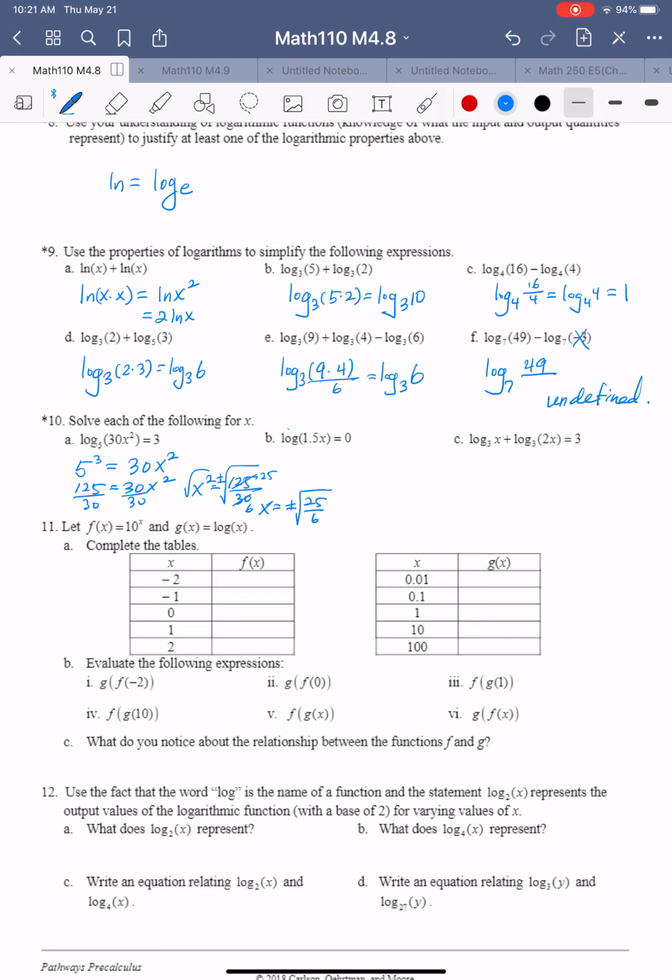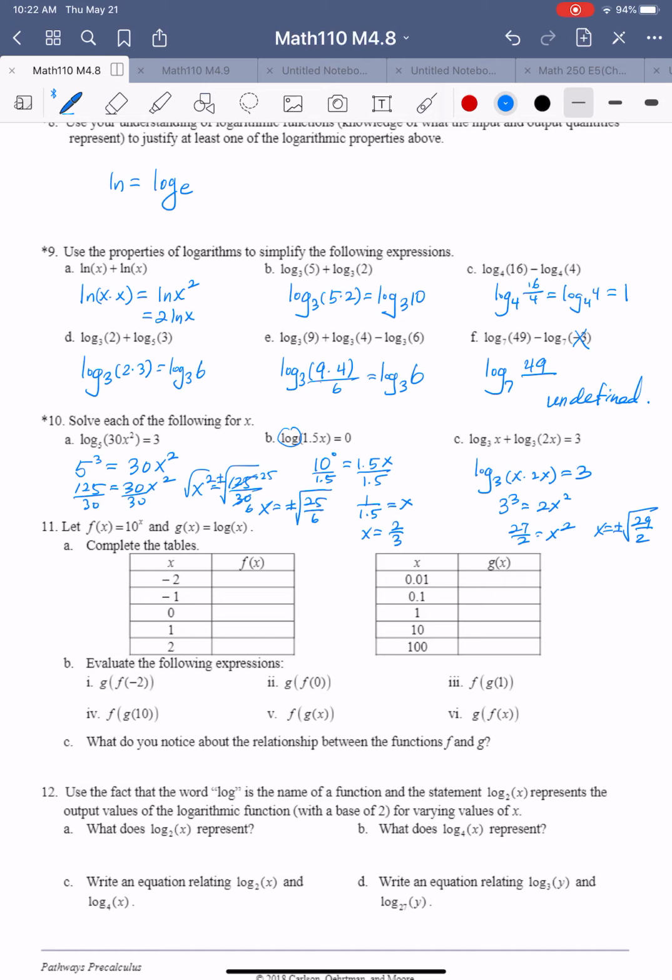Okay, when you have a log but there's no base, it's 10 to the 0 power equal to 1.5x. Okay, so divide by 1.5. But 0 power is 1, so 1 over 1.5 is equal to x. And then you can simplify as x equal to 2/3. All right, first of all, you use the product rule, which is multiply x times 2x equal to 3. And then 3 cubed is the same as 2x squared. And then 27 over 2 is x squared. And x is plus or minus the square root of 27 over 2. And then you can just use a calculator to get the approximation, okay?